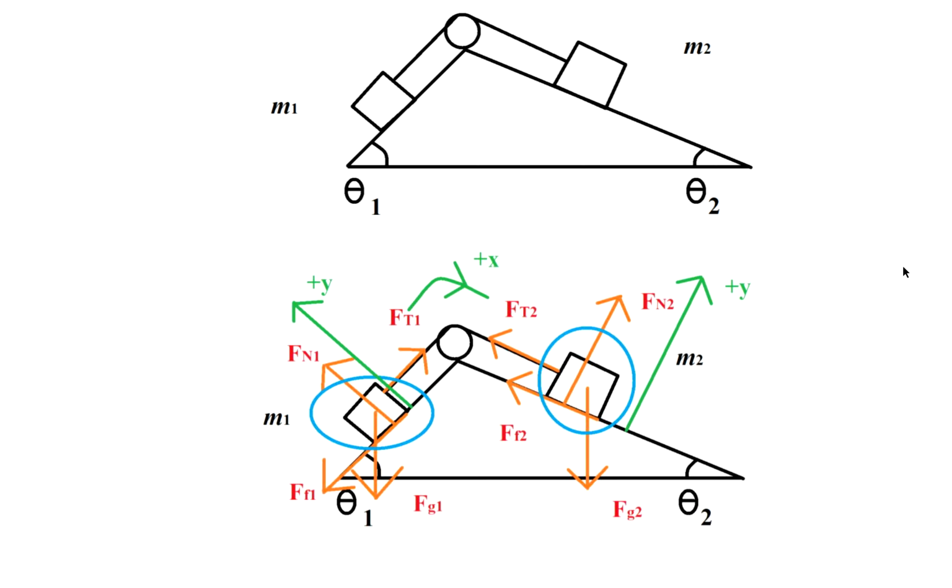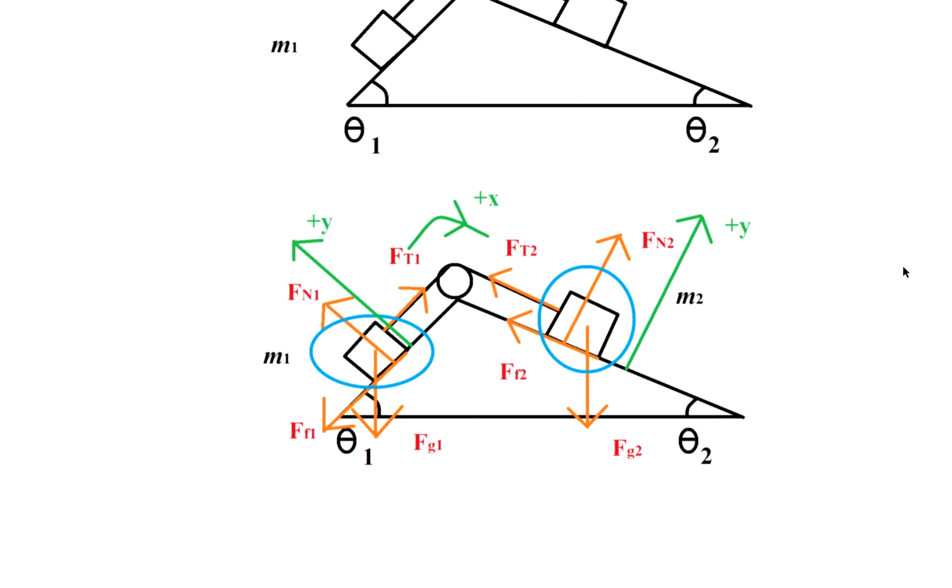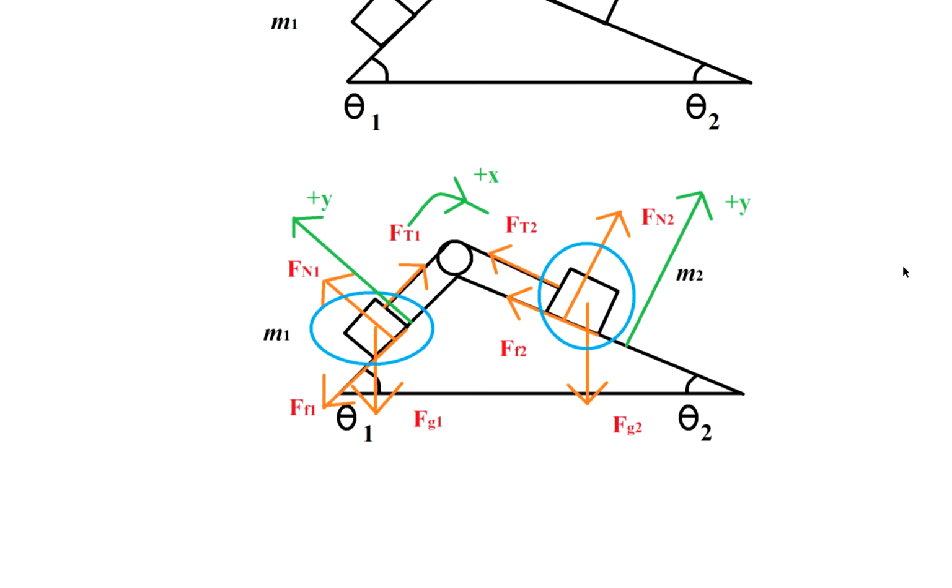So you could see step 1, I circled the 2 objects. Step 2, I labeled the forces on both objects. Step 3, I put an x and y axis. So I'm doing good. You could see positive x is clockwise. So if m2 goes down and m1 goes up, that's positive x. If m2 goes up and m1 goes down, that's negative x.